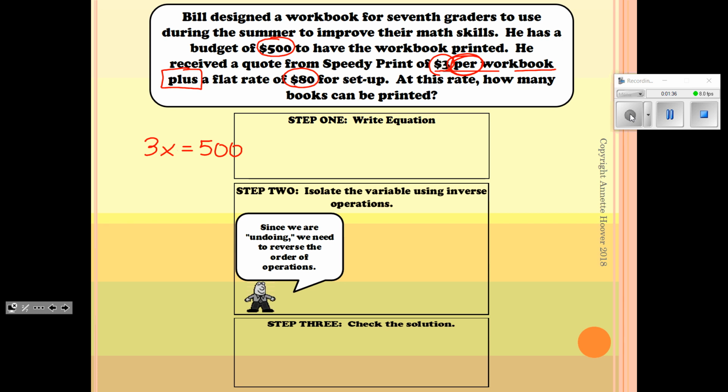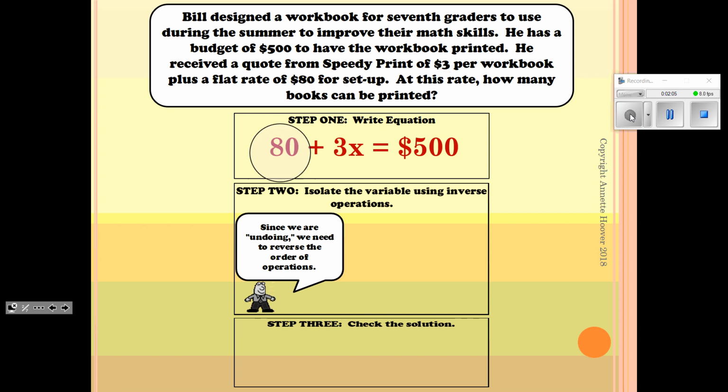Plus a flat rate. Well, plus means you're going to be adding a one-time fee of $80. So we're going to be adding $80 to this. So when I wrote the equation, I wrote $80 for the flat setup fee, plus he's going to be spending $3 per workbook. That's our unknown number that we're looking for. And the total cost was $500.